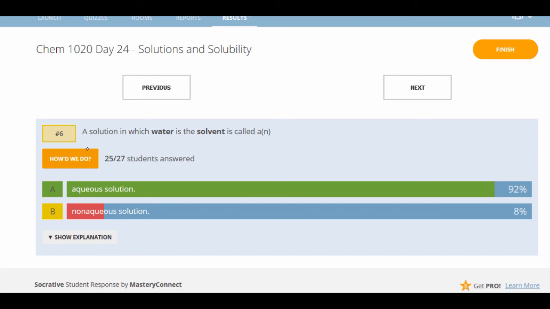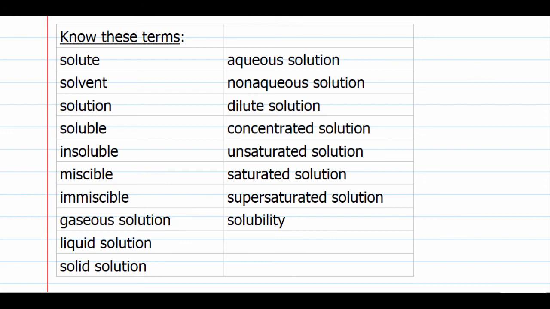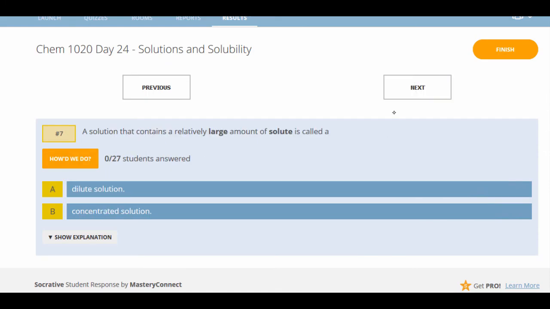Good. And then our next terms here are the terms dilute and concentrated. These here are relative terms, and they pertain to the amount of solute that's dissolved in a solution. So if we have a solution that contains a relatively large amount of solute, remember that's the stuff that we dump in, that's the stuff that gets dissolved, is that a dilute solution or is that a concentrated solution?